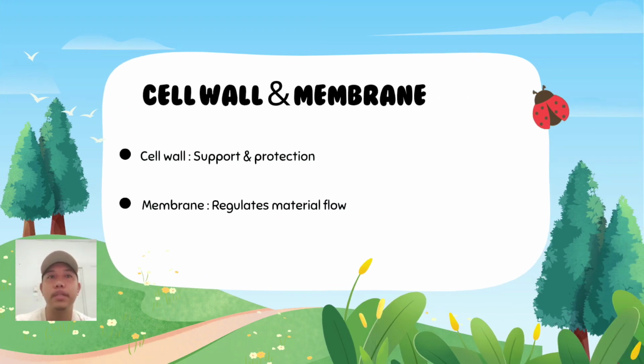Cell wall and membrane. Apart from organelles, plant cells have a cell wall and plasma membrane. The cell wall gives plants their shape and protects the inner part. The membrane controls what enters and exits the cell. Together, they support the plant structure and help regulate its internal environment.